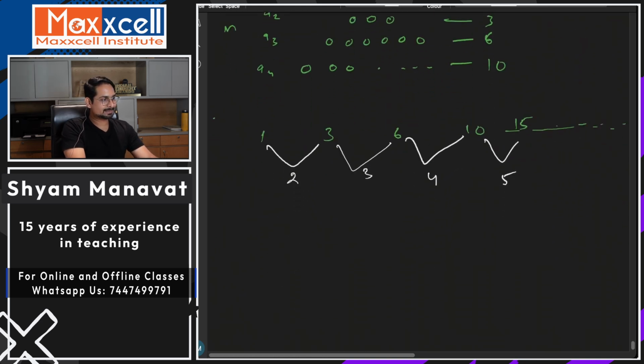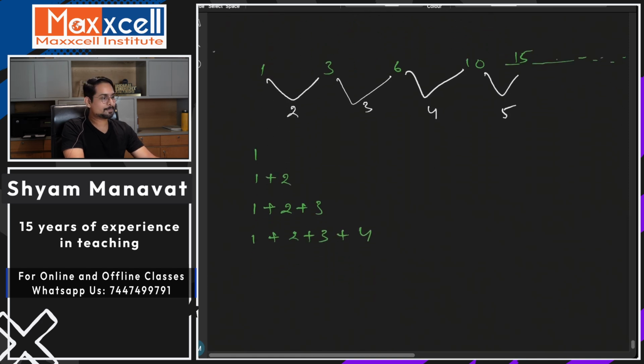You can also see that in the first layer the total number of balls is 1. In the second layer it is 1 plus 2. Third layer, which is 6, that's 1 plus 2 plus 3. Next is the fourth layer, that is 10, that is 1 plus 2 plus 3 plus 4. Are you getting it? Fifth layer, it is 1 plus 2 plus 3 plus 4 plus 5.